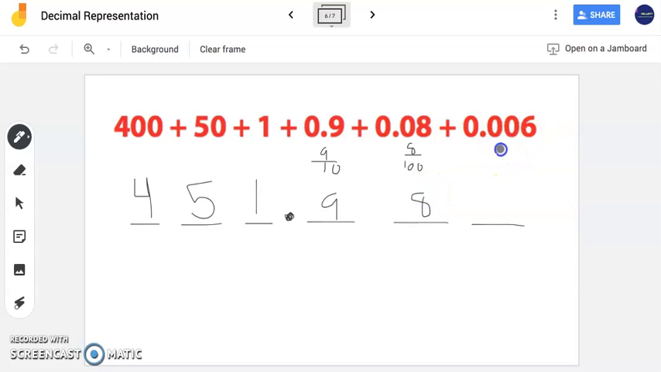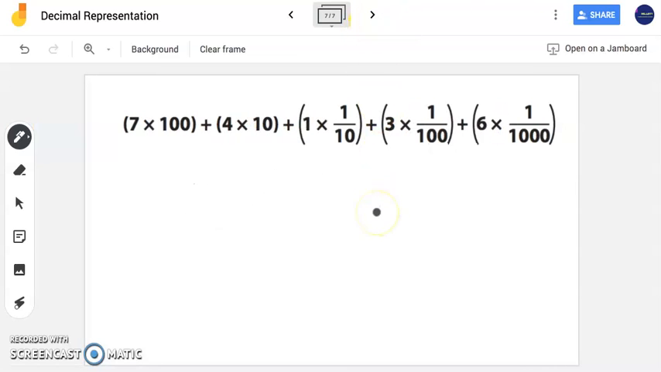And now I have 6/1000, which is the same as 0.006, which is telling me the digit in my thousandths place is going to be a 6, giving me a number of 451 and 986 thousandths.